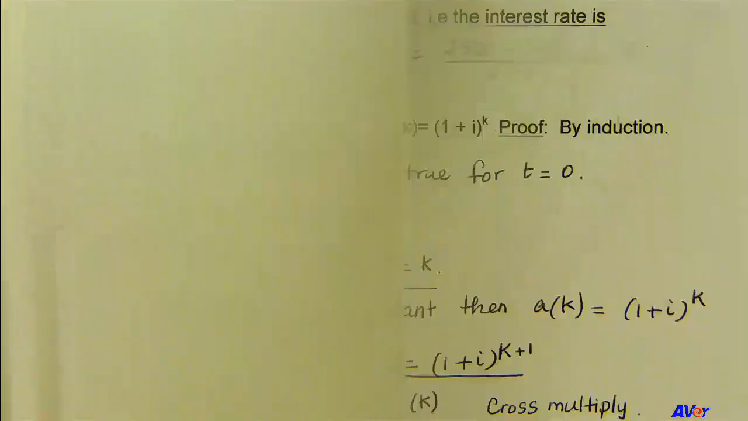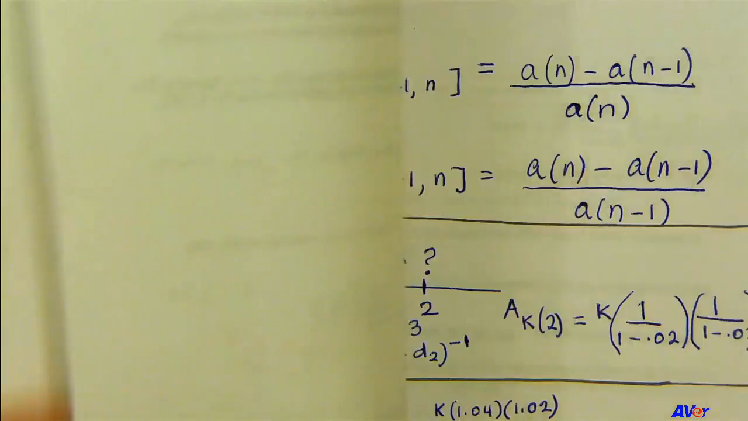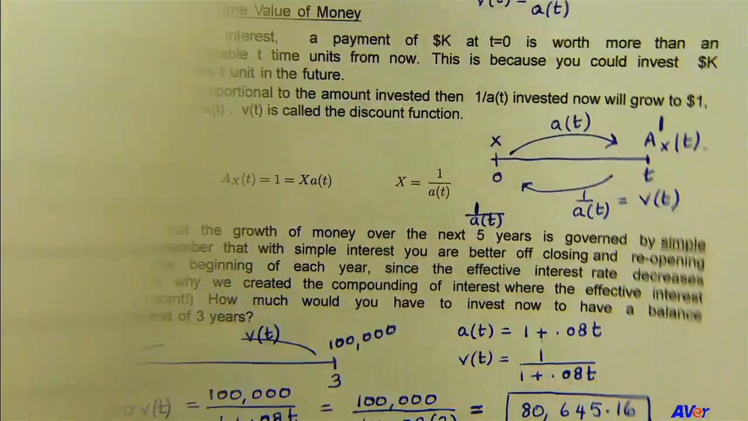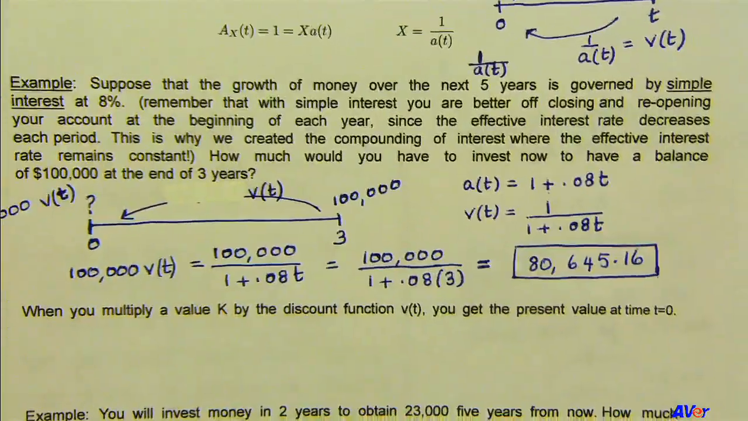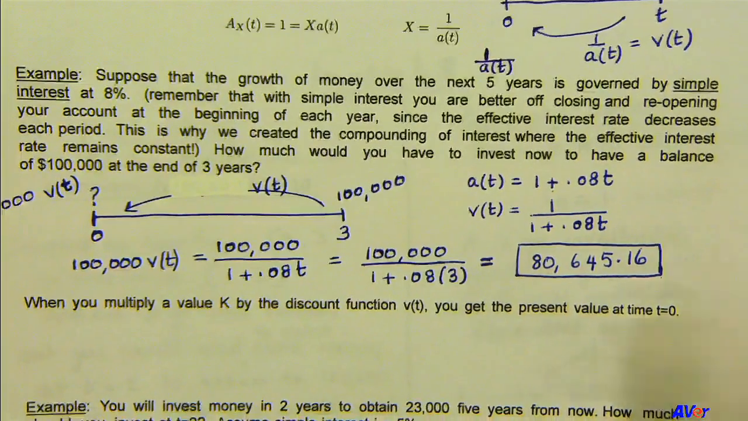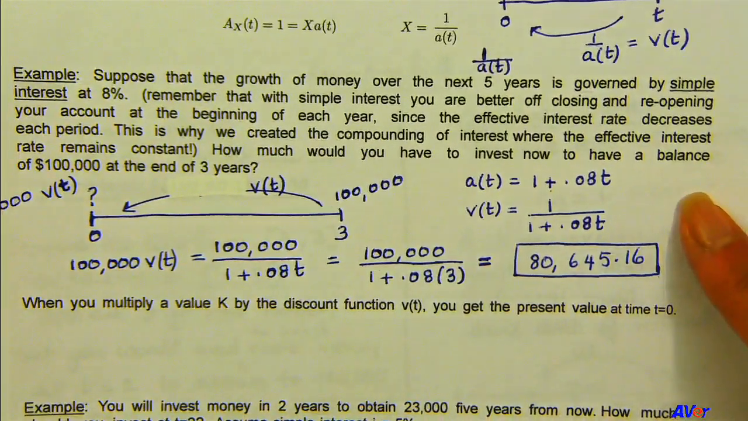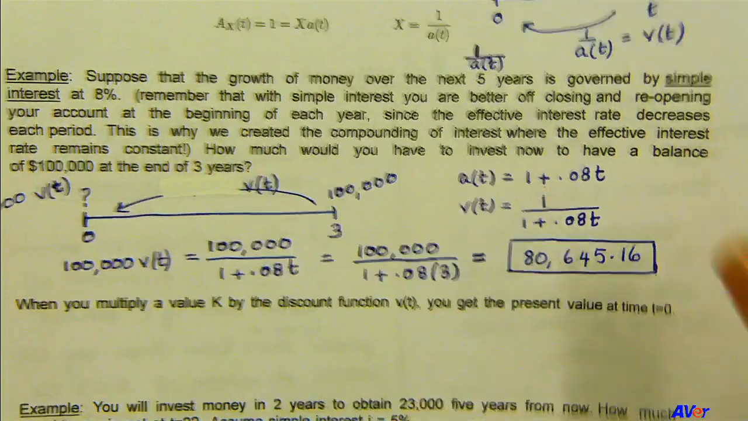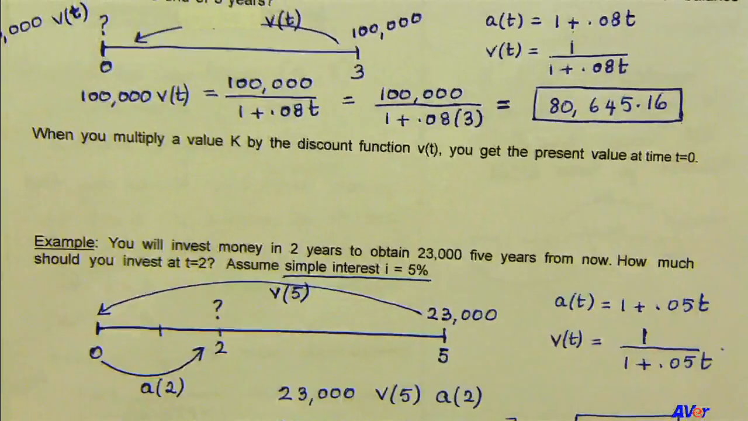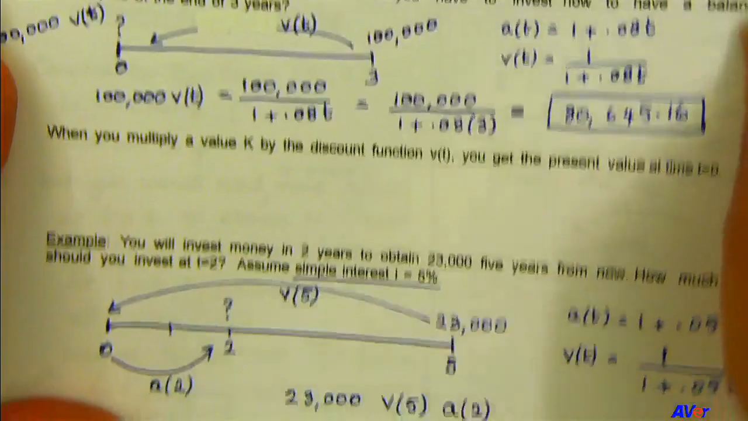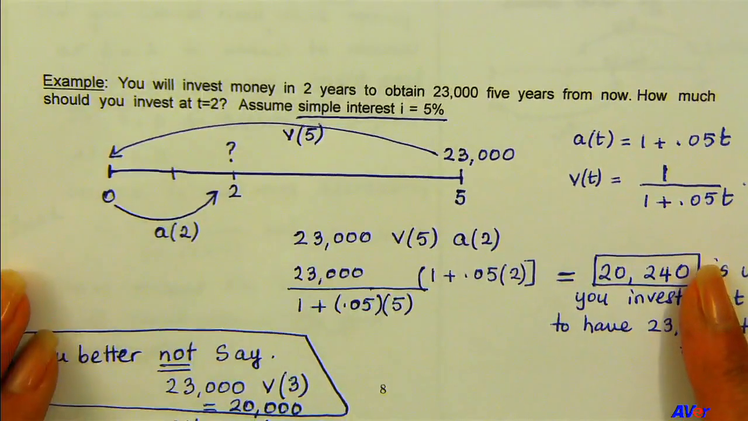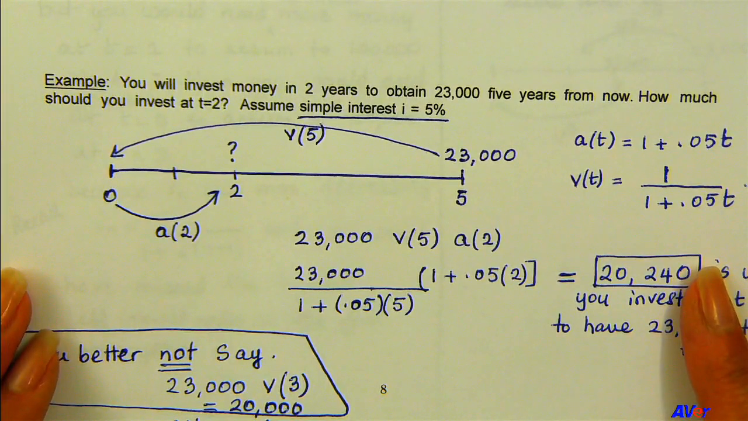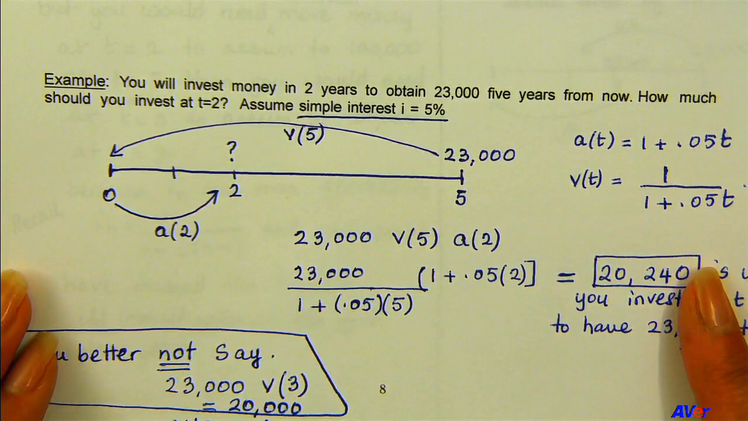I believe we were talking about that example last time where we were using simple interest. You will invest money in 2 years to obtain $23,000 5 years from now. How much should you invest at t equals 2?